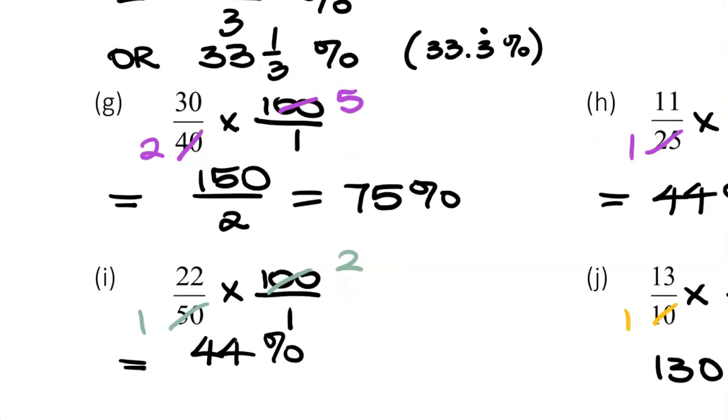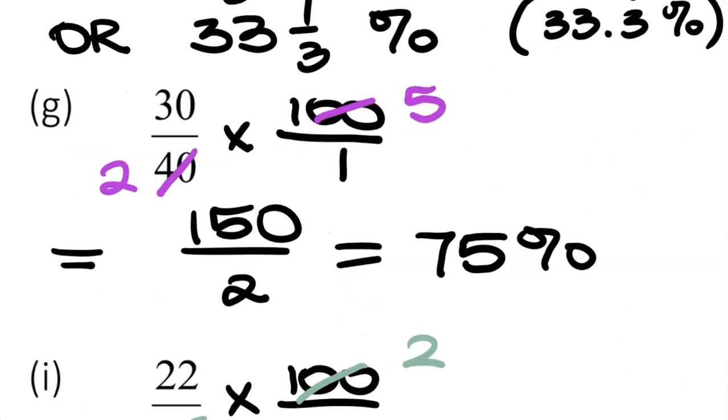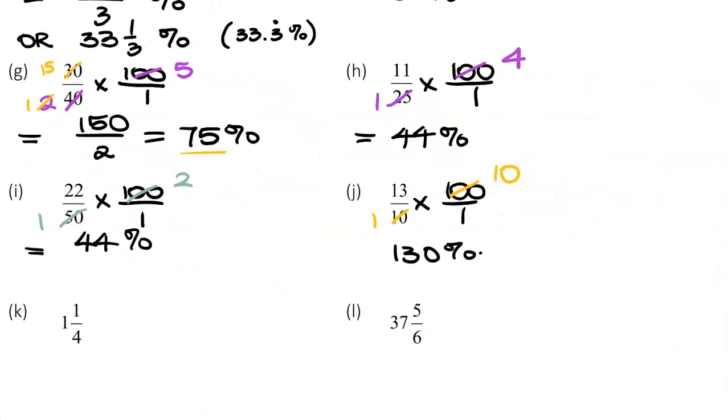With this G here, when we cancelled things off, we got 150 over 2. You might have also cancelled in this direction. So you might have cancelled off perhaps the 2 and the 30. So 2 goes into 2 once and it goes into 30 15 times. So you might have ended up with 75 over 1. Doesn't matter how you get there, you would have still gotten the same answer of 75%.